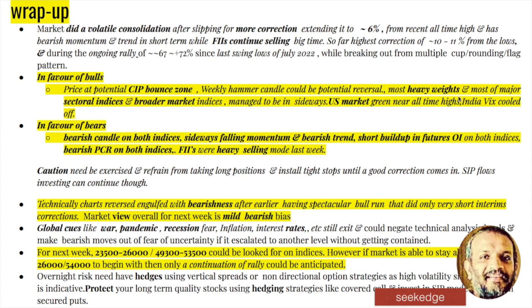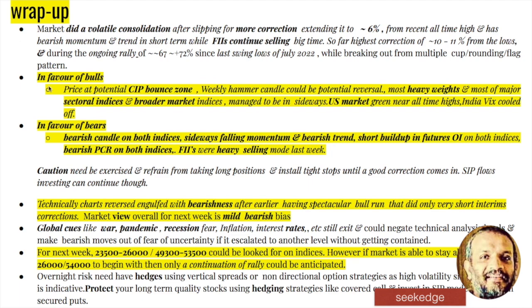But let's see. Heavyweights and most of the sector indices and broader market have gone sideways, but none of them has gone into the bear zone, except one, ITC. In fact, the broader markets, the mid cap and small cap, are bouncing up and getting ready for another rally with momentum remaining in the bull zone. So that's a positive thing. US markets are green, which is very positive. India VIX, which had cooled off last week, is falling back to 13 levels of volatility.